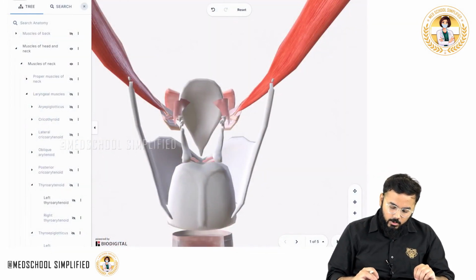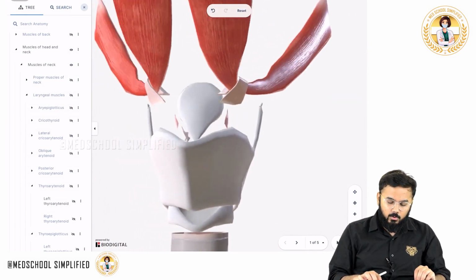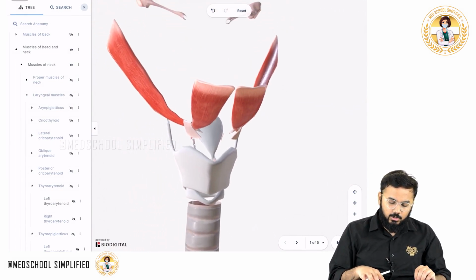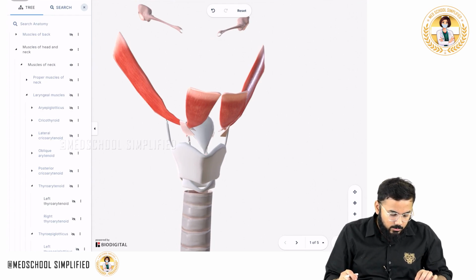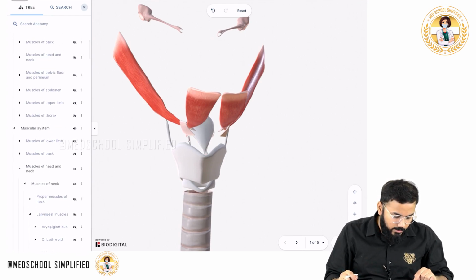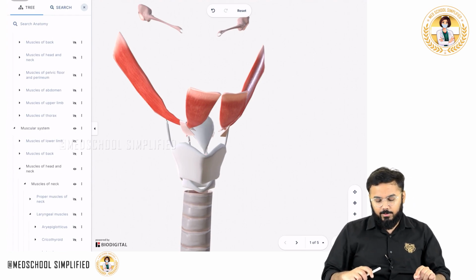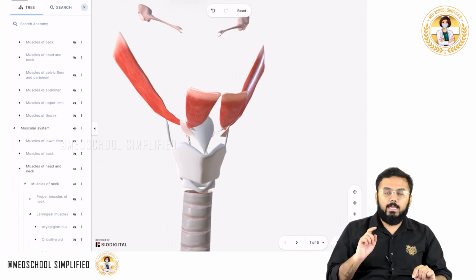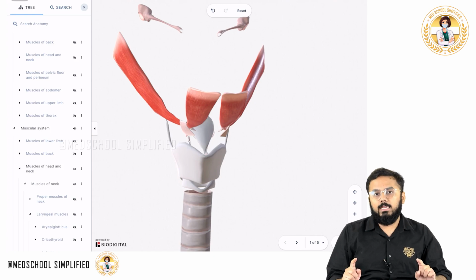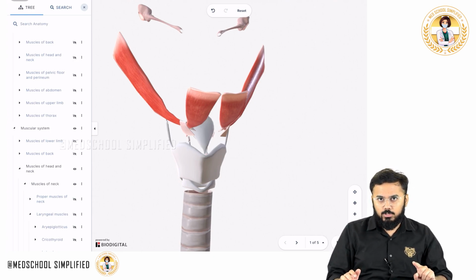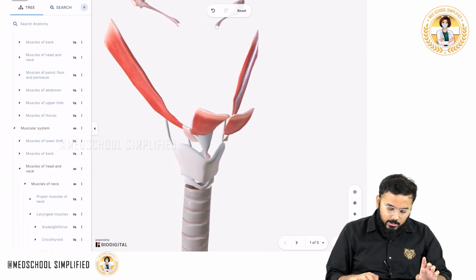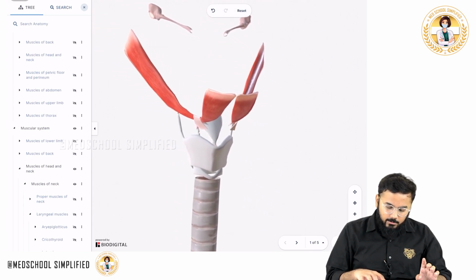First of all, let us look at these muscles. All of you know this picture over here, right? This is the picture from the front. Only and only if you have watched the laryngeal cartilages video, come back to this laryngeal muscles video and watch. Don't watch this directly, because you won't understand the animation over here. Just look at this animation here.